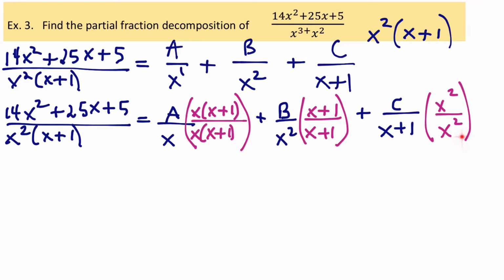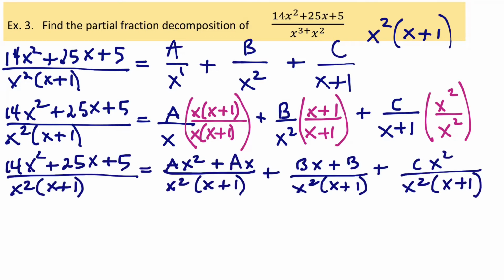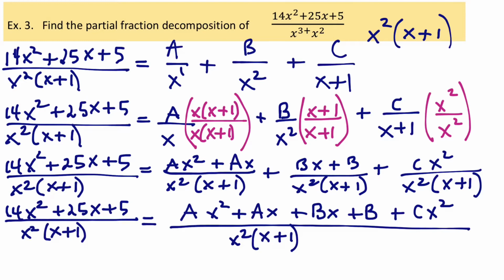Okay, so now let's simplify that another time. I wrote all of that out, and I distributed this Ax times x plus 1 here, this B times x plus 1 here, and the Cx squared here. As you can see, there are common denominators across the board. So now we can combine all of this into one numerator over one of these as the denominator. So I have all of the numerators set up over one of the denominators.